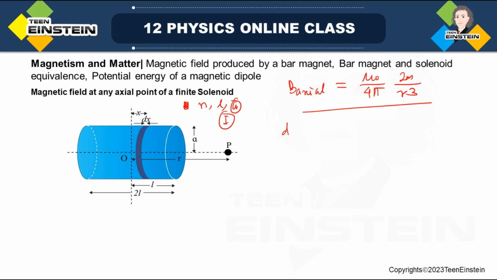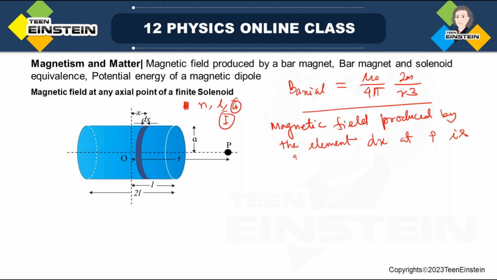So the magnetic field produced by the element dx at P is given by dB equal to, see, this will be mu0 by 4 pi.